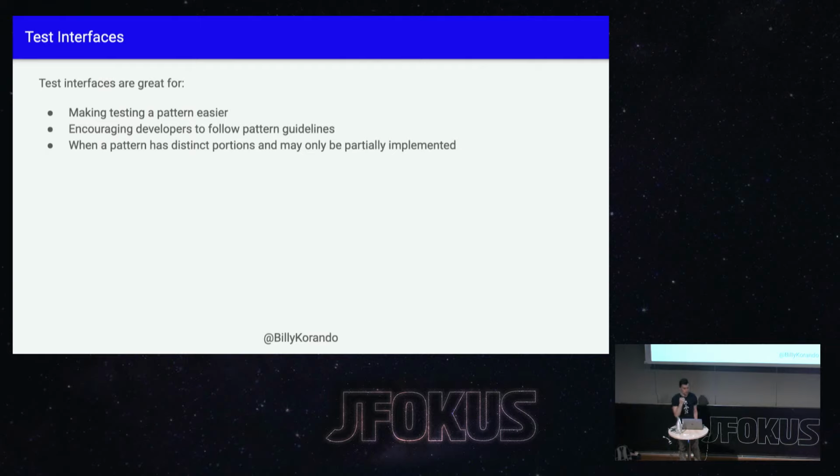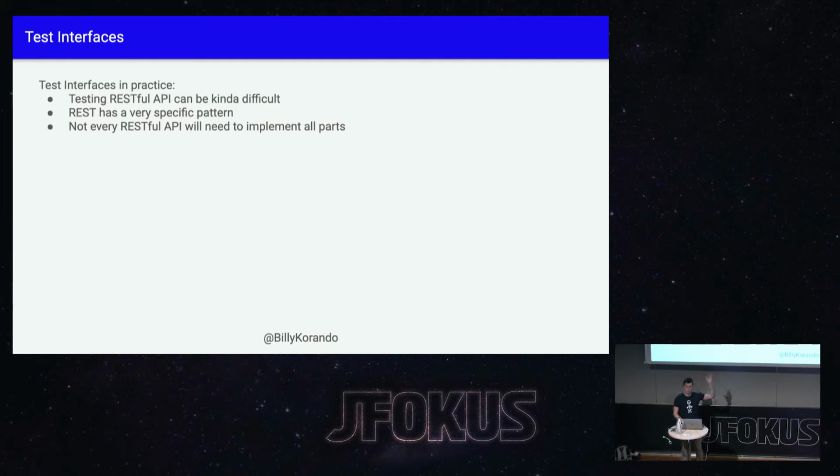So test interfaces could be really great for making testing some kind of pattern easier. It's particularly useful when a developer or an application may only be implementing parts of that pattern, and it's also good for making sure that people are following the pattern guidelines. The example I put together of this is writing a RESTful API. Testing a RESTful API can be kind of difficult. Also, REST has a very specific pattern, but not every RESTful API is going to implement every single part of it. You may only be doing get endpoints for a controller, maybe get, post, and put, and so on. You're not necessarily going to implement get, post, put, delete, head, options, all that on every single controller because it's not always going to be necessary.